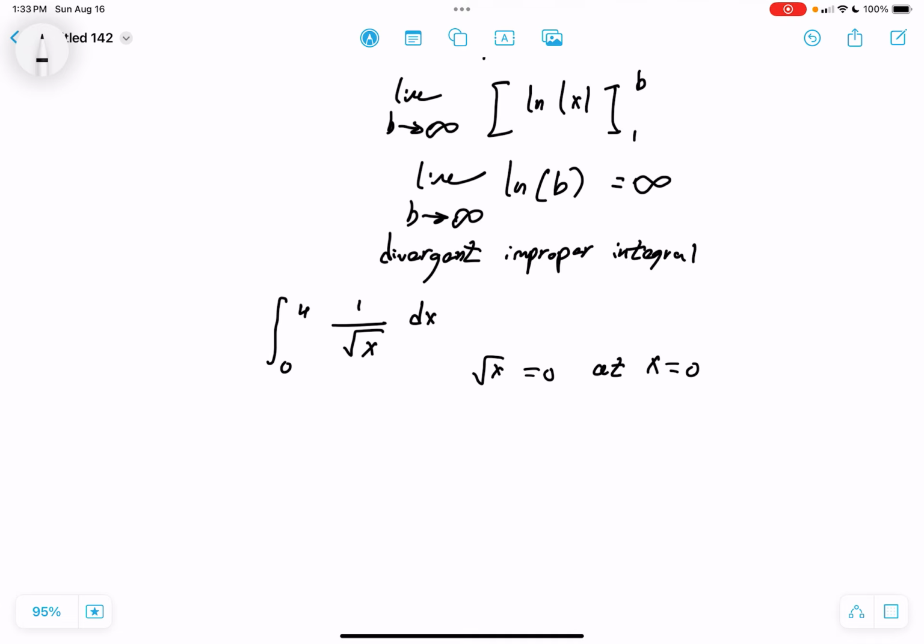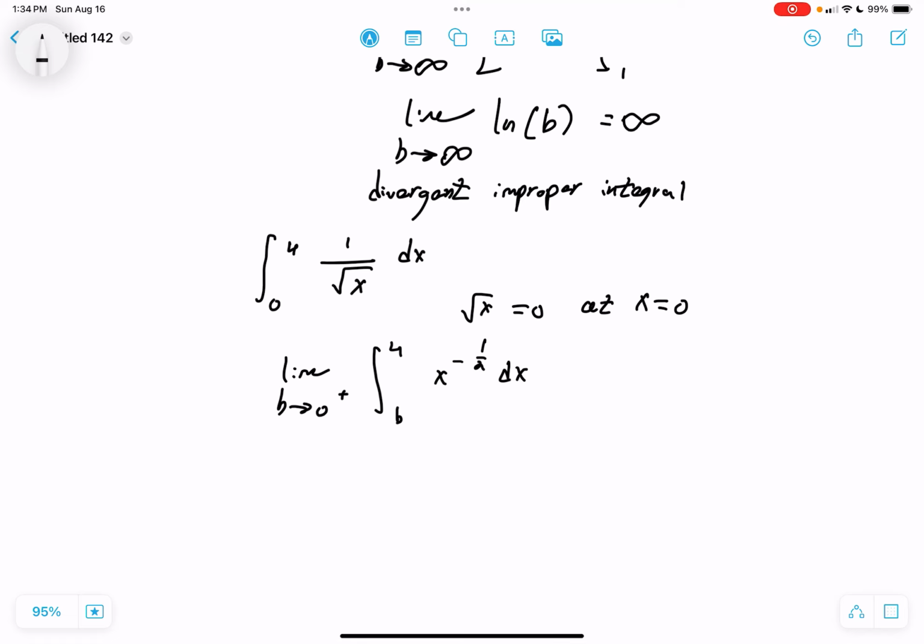So I have to rewrite this as a limit expression. This becomes the limit as b approaches 0. And b is going to approach 0 from the right because I'm going from 0 to 4. So that interval, really, if I started at 4, I'd be approaching 0 because I'm still in that interval, right? So that's going to be from the right. Integral b to 4, and then rewrite this as x to the negative 1/2 dx.